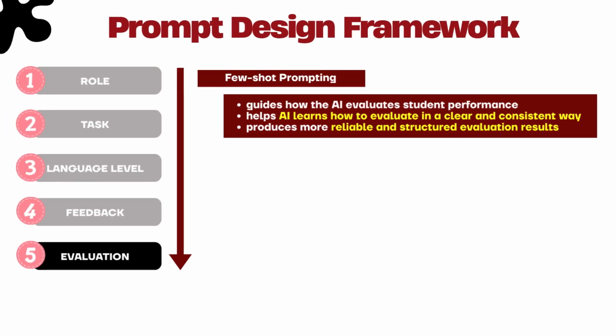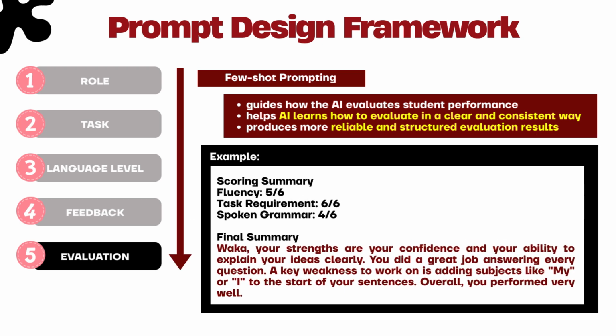Similar to the feedback step, in evaluation step, we can also use few-shot prompting to guide how the AI evaluates student performance. By providing examples of scoring and summaries, the AI learns how to evaluate in a clear and consistent way. This helps produce more reliable and structured evaluation results. It helps standardize how the AI evaluates performance. Here is an example of how the student's performance is scored. Based on the analytic rubric provided, the AI assigns scores for the relevant constructs and provides a summary of the student's performance.